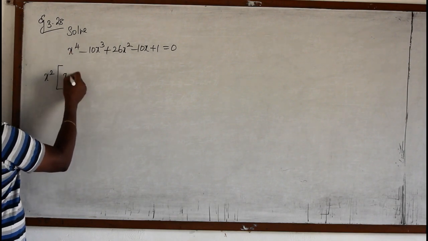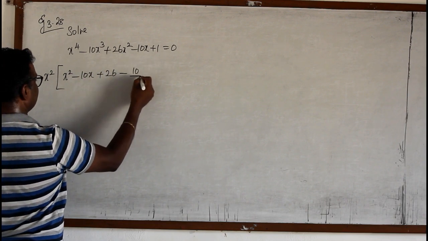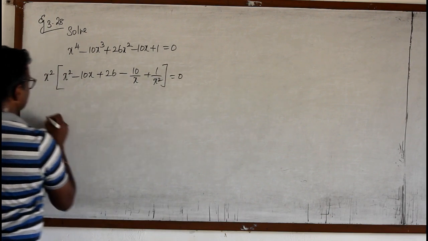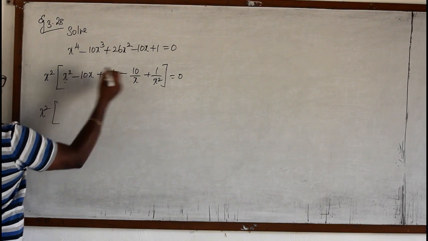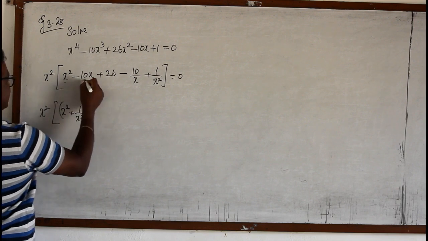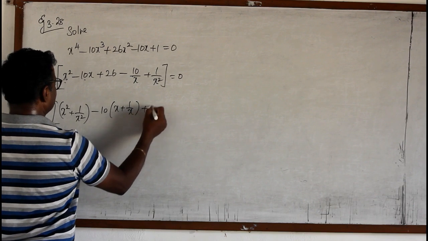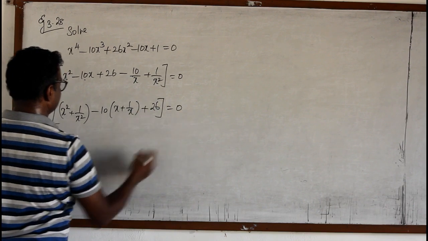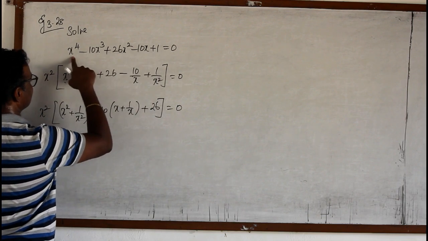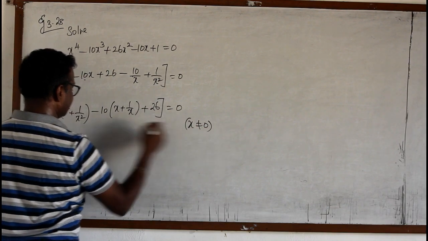Then it is x square, minus 10x plus 26. Then this will become 10 by x and this will become 1 by x square. Now this is x square into, I can collect the x square terms, x square plus 1 by x square together. And these two, minus 10 is common, therefore x plus 1 by x, plus 26 equal to 0. Here x square cannot be 0 because when I put x equal to 0, this won't become 0: it gives 0, 0, 0, 0 and this one is 1. So x is not equal to 0.